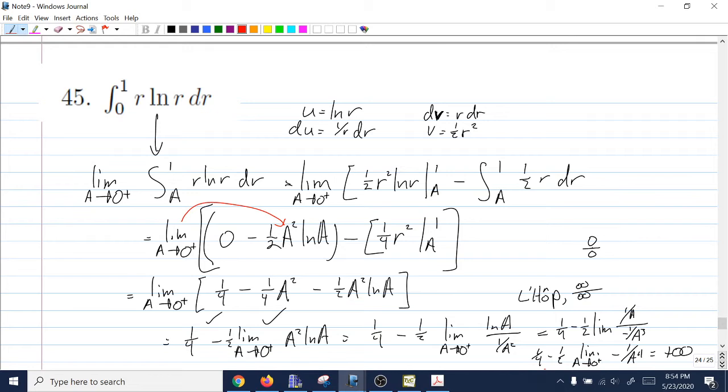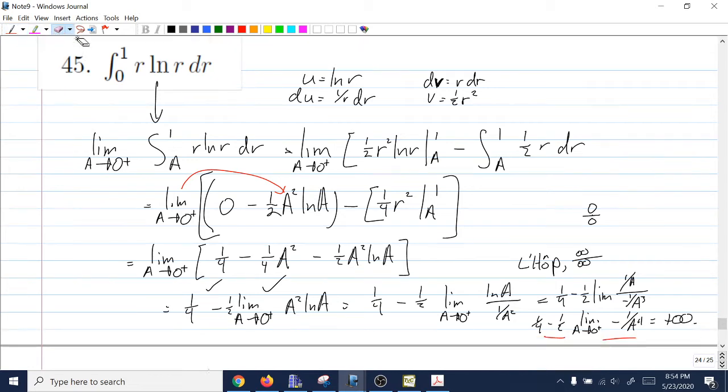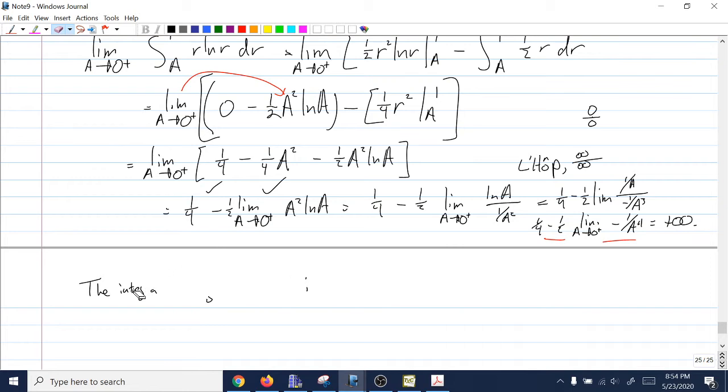Log a over 1 over a squared. Log a goes to infinity. 1 over 0 squared goes to infinity. Derivative of the top, derivative of the bottom. Oh, that's what I'm doing wrong. I reduced the fraction wrong. A over a cubed isn't, there's not more a's on bottom, there are more a's on top. I'm getting 1/4 minus 1/2 limit as a goes to 0 from the right of negative a squared. Now when I plug in 0, I get 0. The integral converges to 1/4.